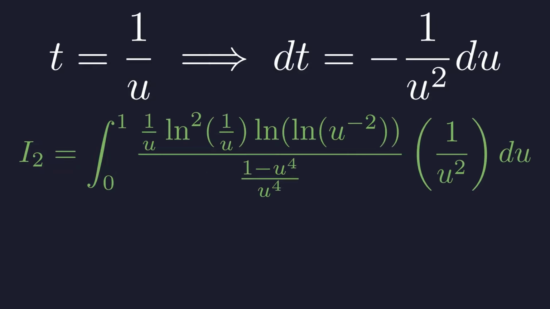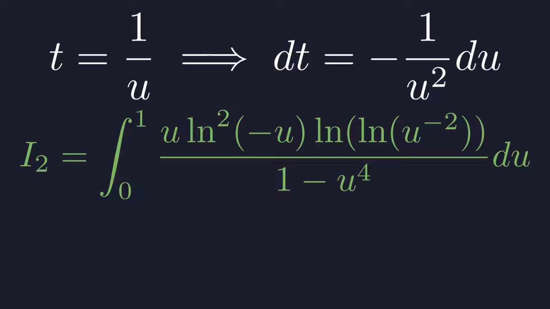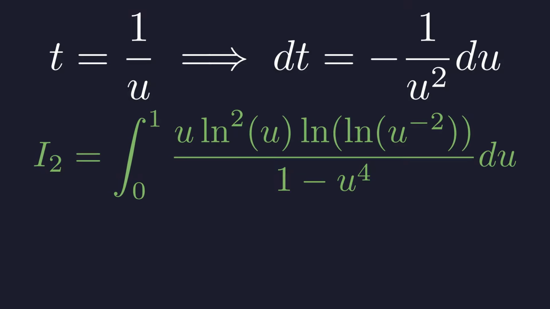Let's simplify the algebraic fraction. The expression simplifies to u over 1 minus u to the fourth. Now for the logarithms. The natural log of 1 over u is negative the natural log of u. But when we square it, the negative sign vanishes. So we have the natural log squared of u.